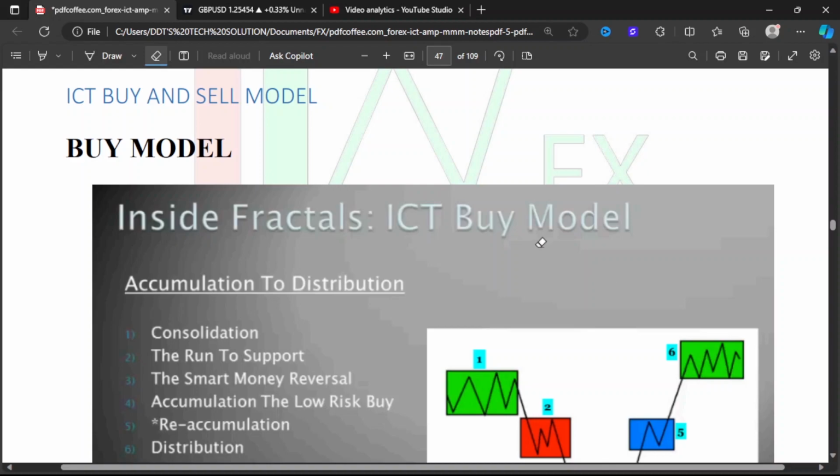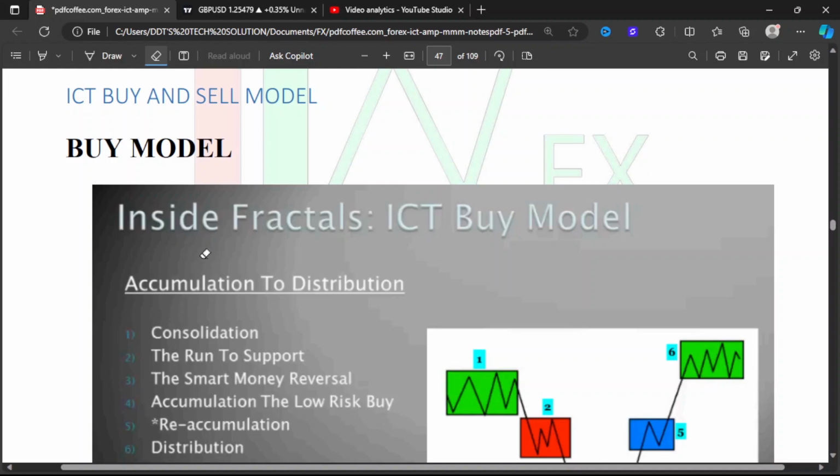So this is a video on the ICT Buy and Sell Model. My previous video was on the power of three, and the power of three is linked to this ICT Buy and Sell Model. If you haven't watched the video, the link is below in the description. Check it out. Let's get started.